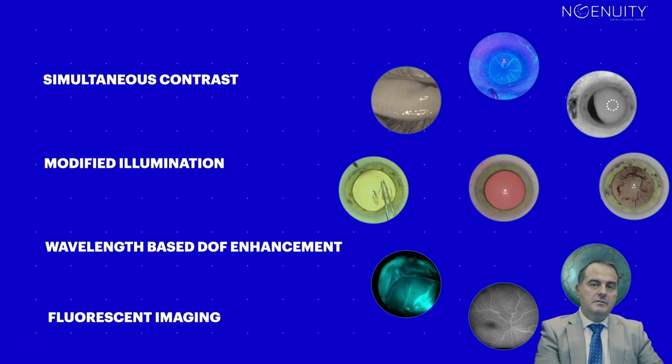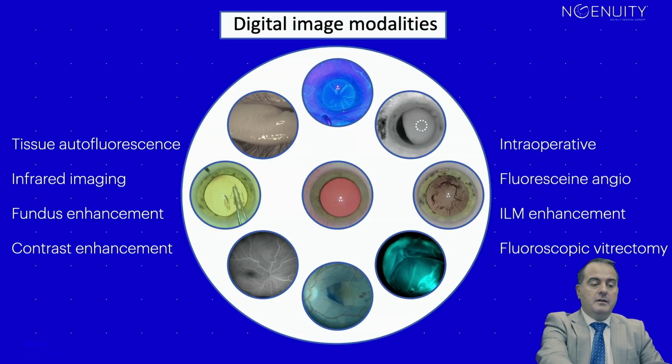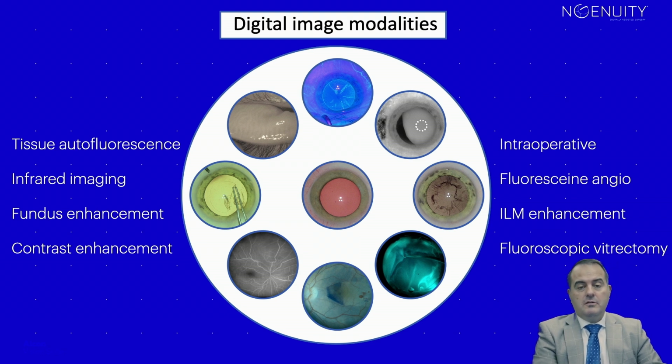So I based my usage of this digital visualization platform on a few things: simultaneous contrast concept, modified illumination, wavelength-based depth of field modification, and even we can have fluorescent imaging. And let's be frank, when we compare the classic color image with the digital color image, there is not much of a difference, which might incline us to use digital systems.